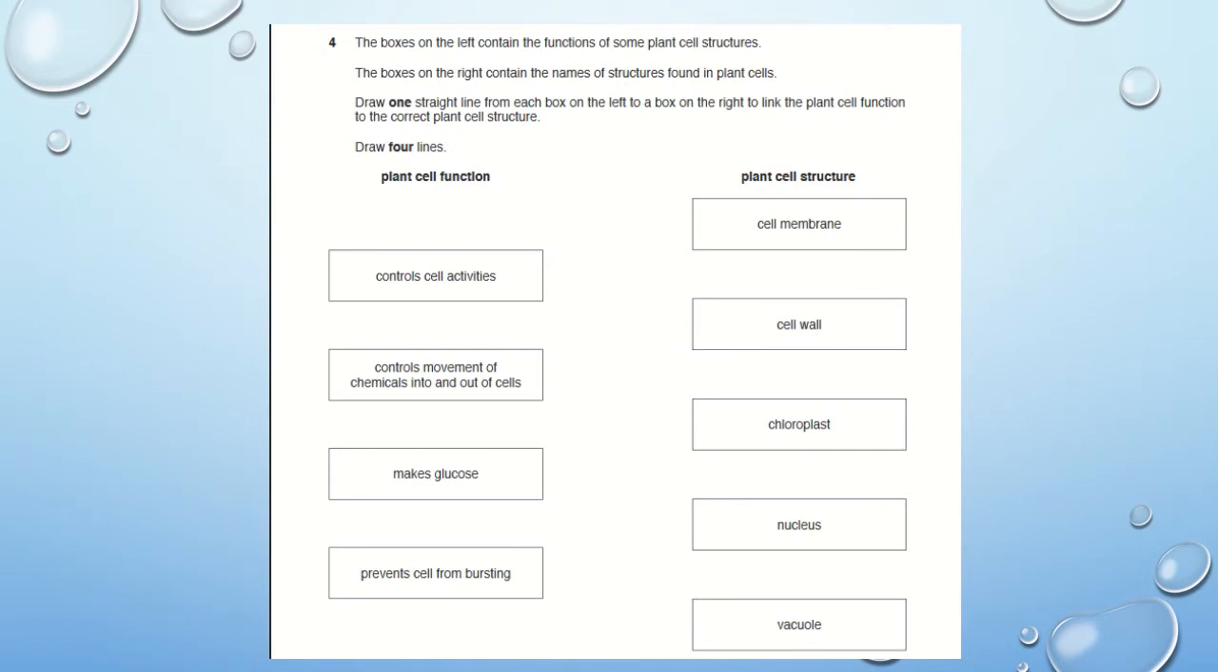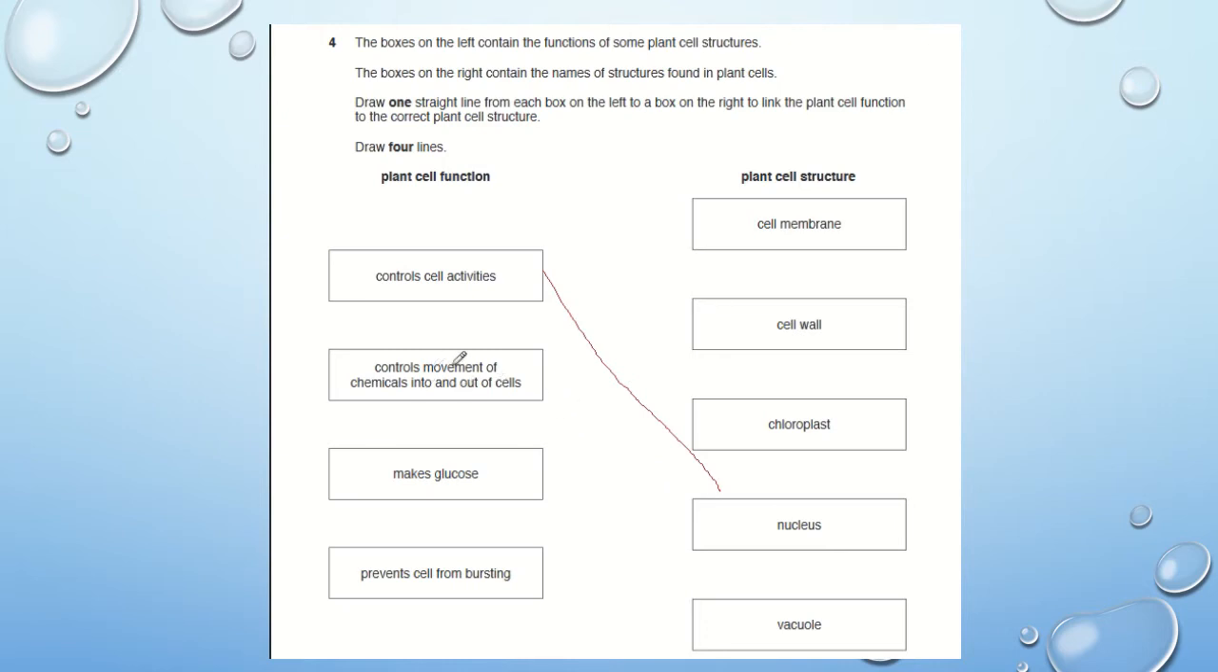Okay, so here we have an example from an old exam paper where we are given 4 different statements, and then we have to draw a line to connect them with the plant cell structure they fit with. So let's see if we can do this. The first one asks which part controls the cell activities, and we see the options over here are cell membrane, cell wall, chloroplast, nucleus, and vacuole. And since we know that the control center is the nucleus, well, in that case, this must be the nucleus that controls cell activities.